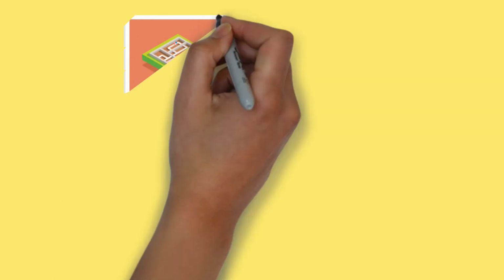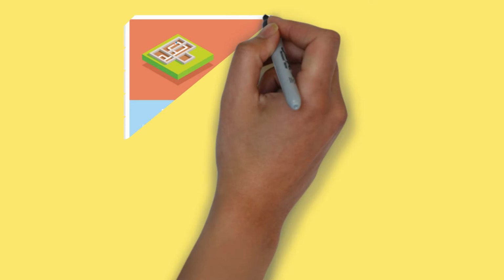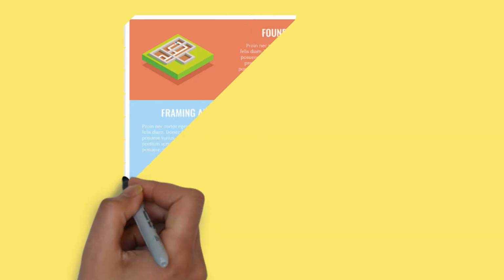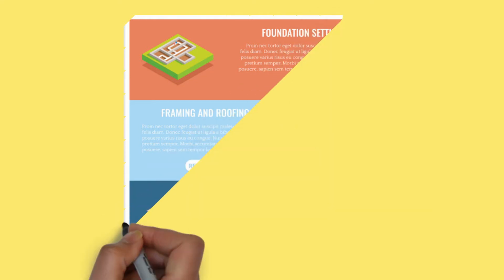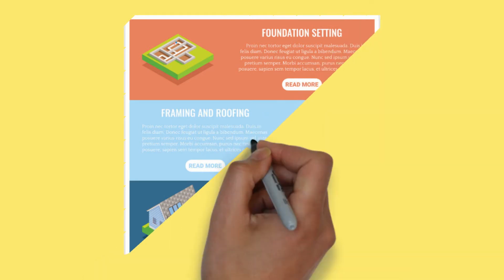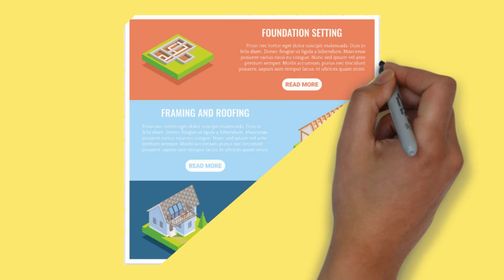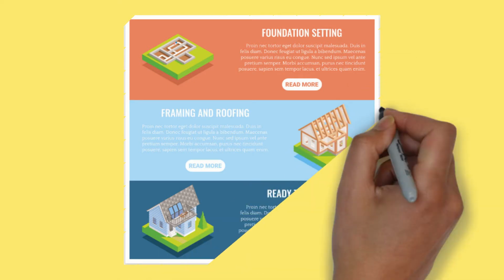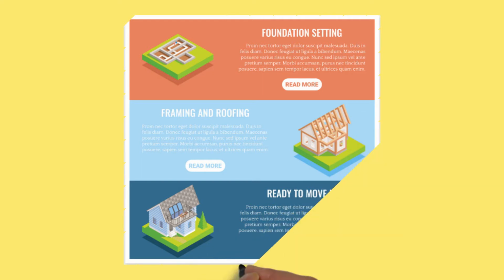So I'm taking the example of the creation of a house. What building stages are there to construct a house? As we know, the first part is foundation setting, where we need to set up the base. The second stage is framing and roofing. And the third stage is, once all the construction has been completed, we are ready to move in.